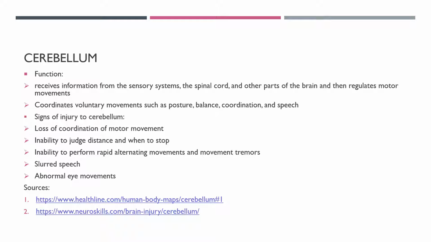So the first part of the brain that I focused on is the cerebellum. The function is that it receives information from the sensory systems, the spinal cord, and other parts of the brain, and then regulates motor movements. It also coordinates voluntary movements such as posture, balance, coordination, and speech. And then I listed the signs of injury to the cerebellum, which include loss of coordination of motor movement, inability to judge distance and when to stop, inability to perform rapid alternating movements and movement tremors, slurred speech, and abnormal eye movements. For all of these, there's tons of signs and symptoms, but I just narrowed it down to what I thought was most important.